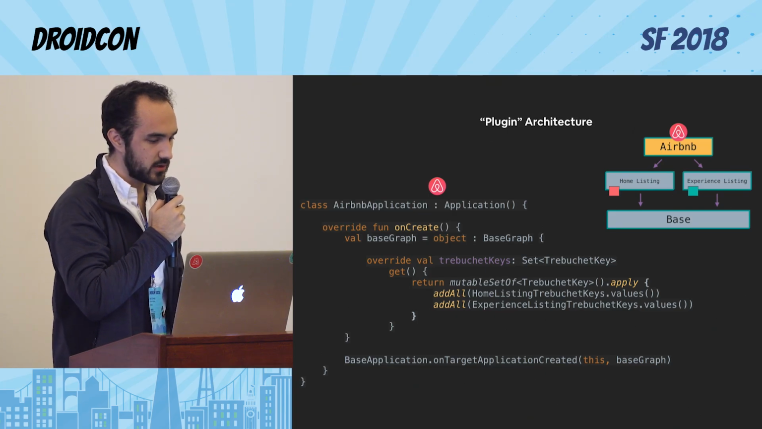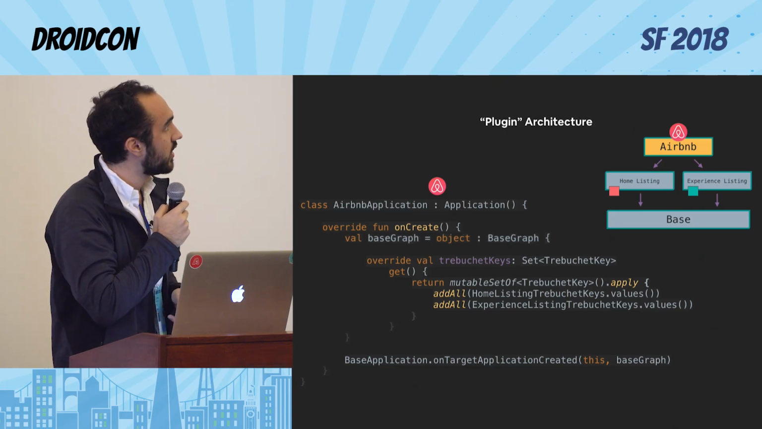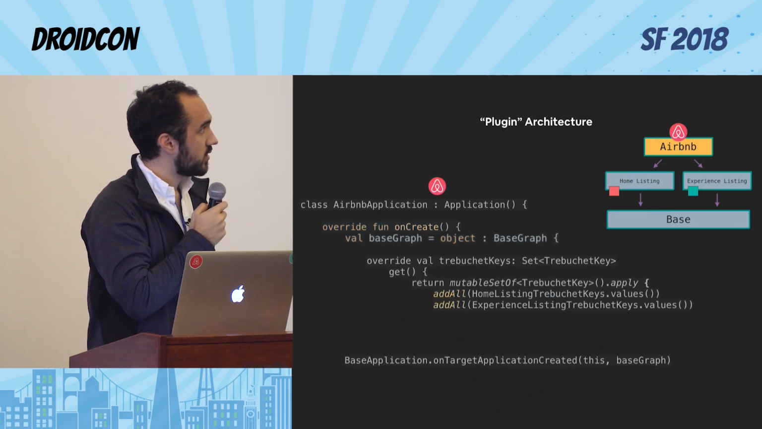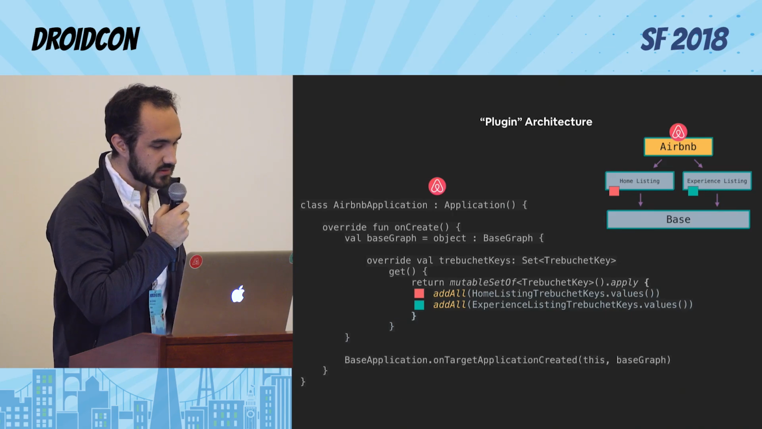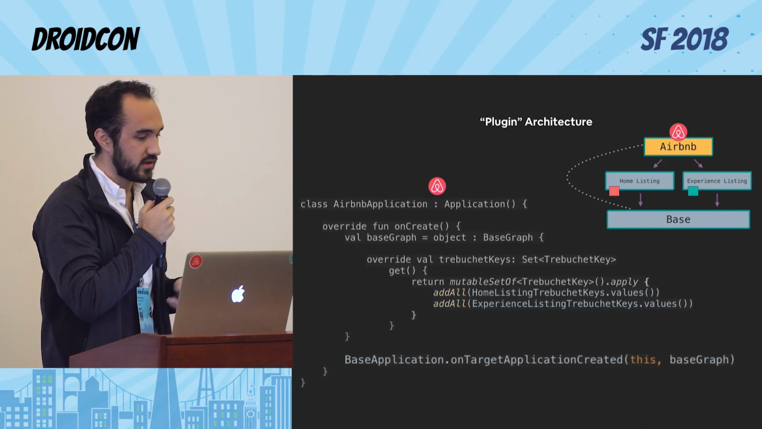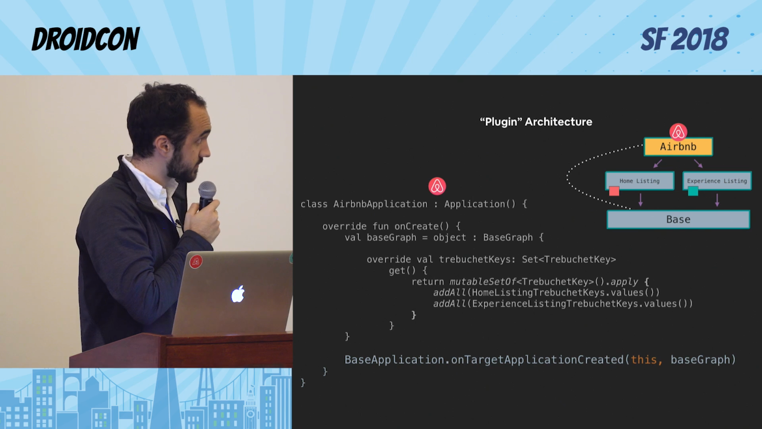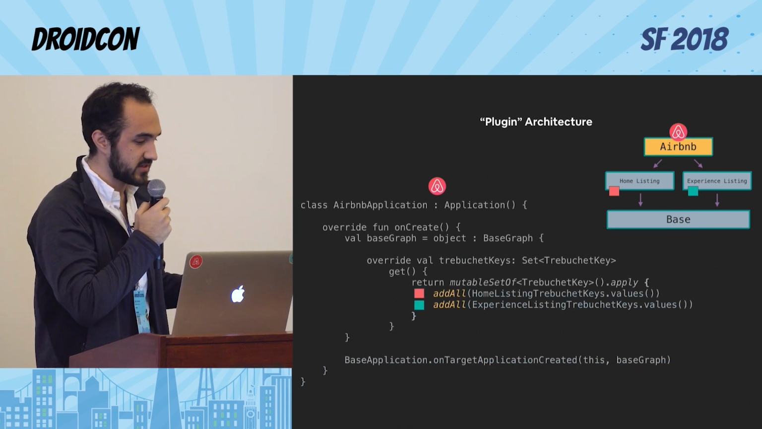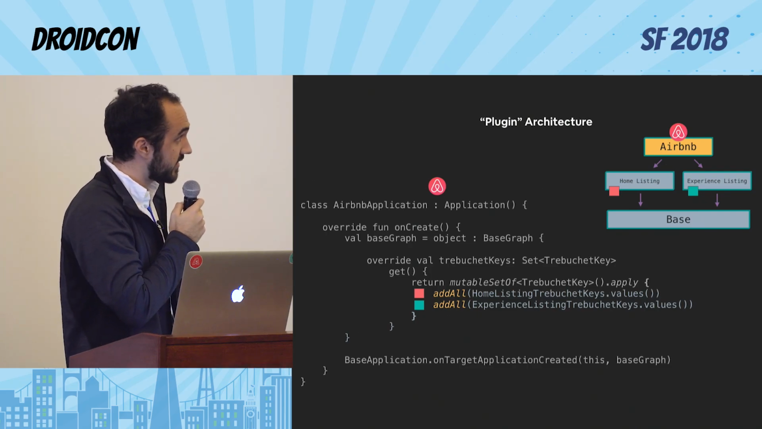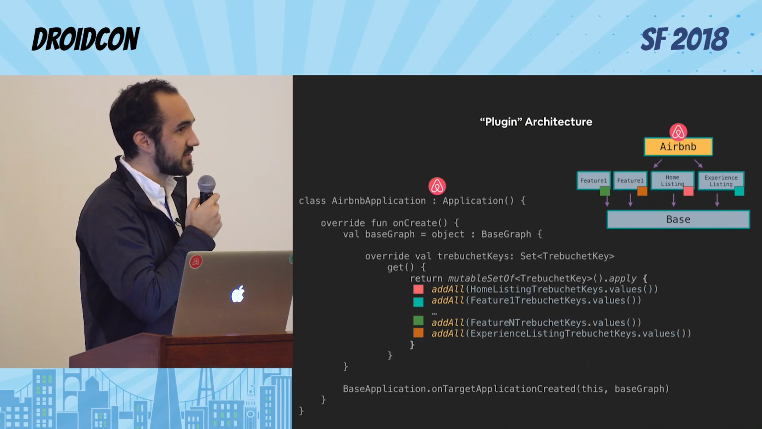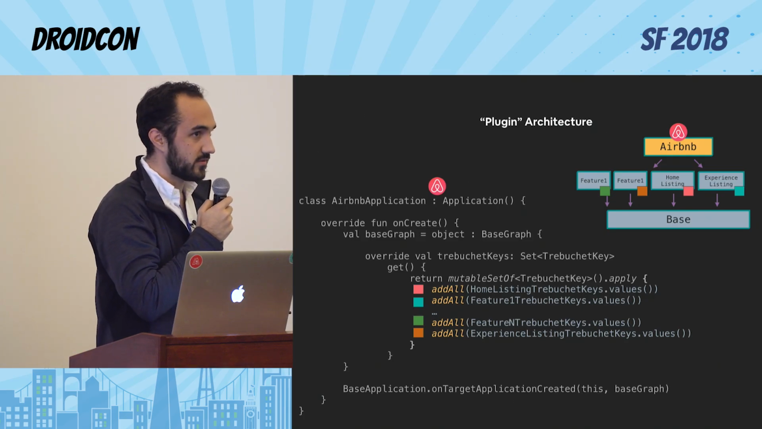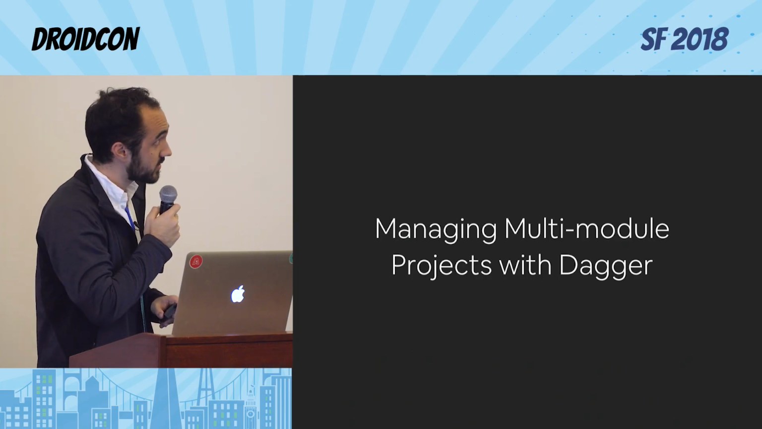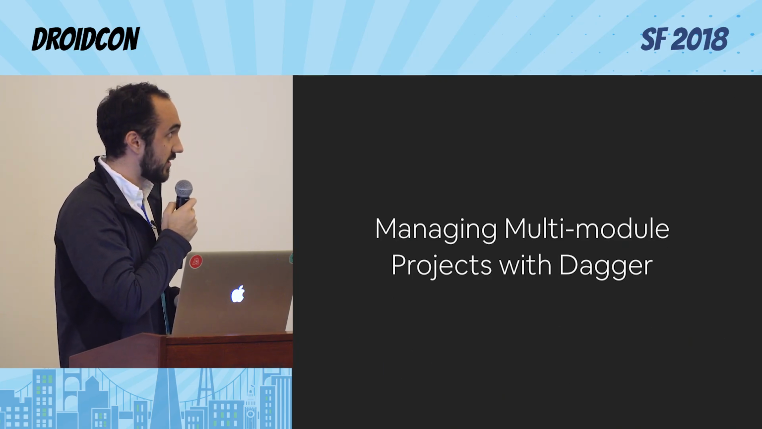So looking at that a bit more closely, inside your application on create, you'll want to create an instance of this base graph declared in base. You'll want to add all the trebuchet keys from all the modules. And then you'll want to pass that interface, the implementation of that interface, back to base. And there is some code that you have to write here. Specifically in this set, you have to list all the trebuchet keys that you depend on. The good news is this is not really logic. This is just manual work of identifying what modules are in your app and creating a set. And we use Dagger to manage our dependencies at Airbnb. And Dagger specifically has a tool to allow you to do this with no work.